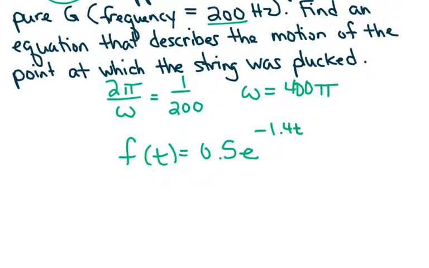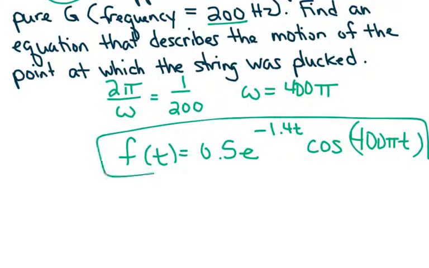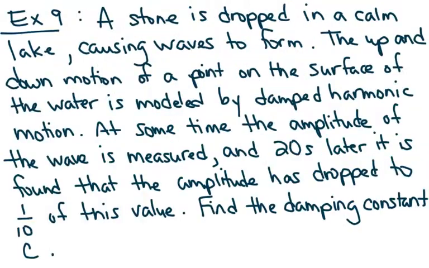Here's a fun question. Should we use sine or cosine? Well, because the string was pulled before it was released into motion, as opposed to just magically starting its motion from equilibrium, we're going to use cosine, and then I'll put in my 400 pi t. And that's the equation that represents the motion of that string on the violin.